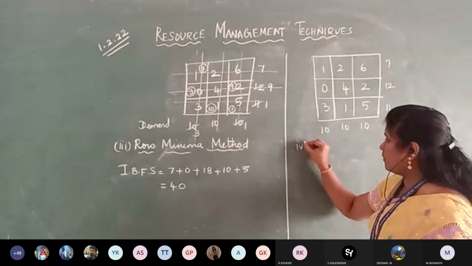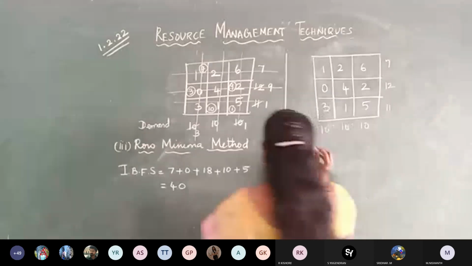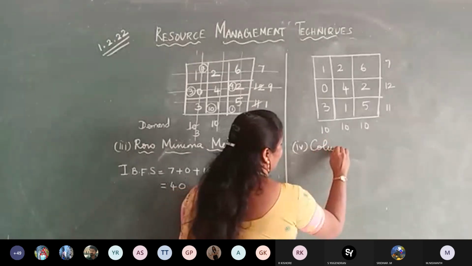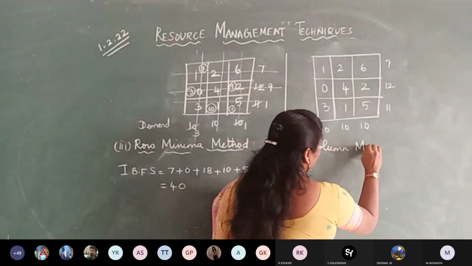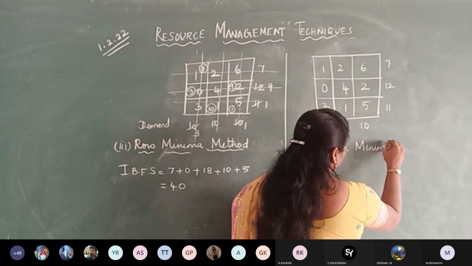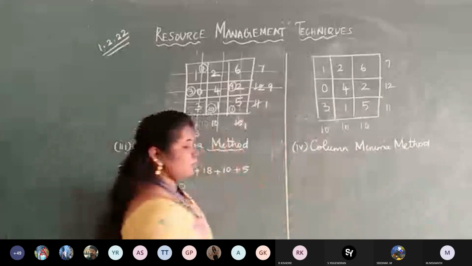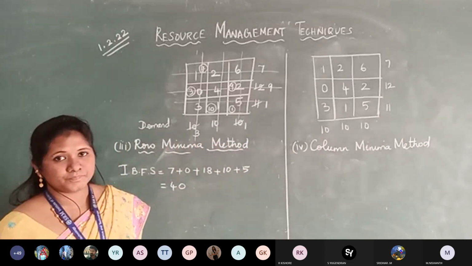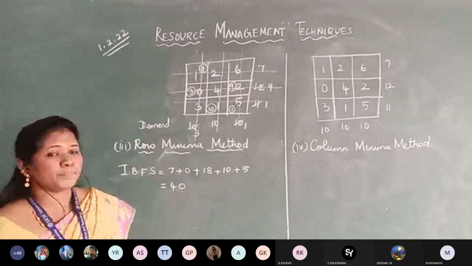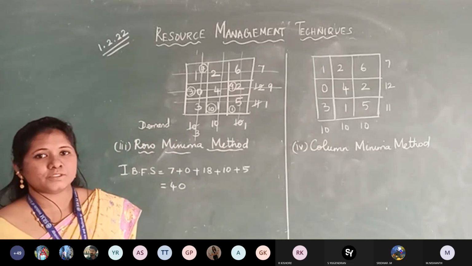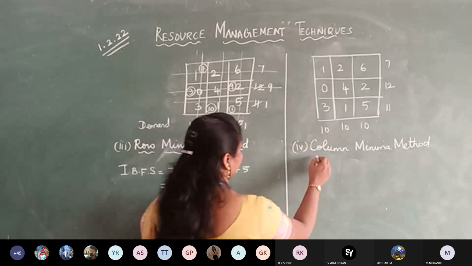Next, we will go on to column minima. Any of you try this? Next will be the column minima method. The same way what you have done for your row, here now you will be considering your column. Consider your column and find out the allocation. Let's see, try it out.